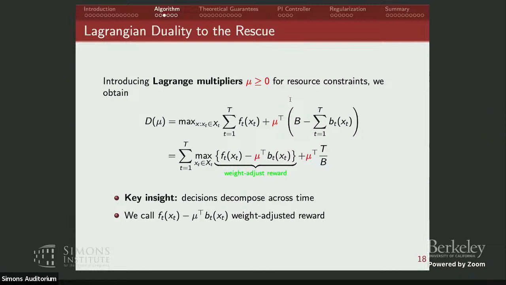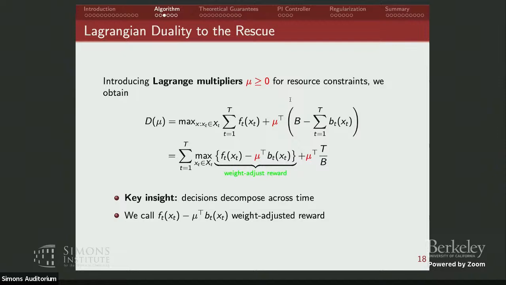Another thing is this part here, inside this maximization problem. This is what we call the weight-adjusted reward. So f_t is your reward, mu is the dual variable, you can think of it as the opportunity cost, and b_t is your consumption. If you use the resource right now, you're going to lose the opportunity to use it in the future. So that's why you want to maximize the weight-adjusted reward rather than the reward itself.